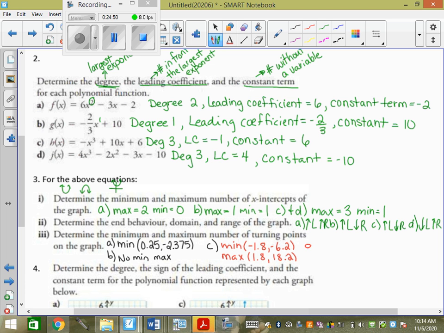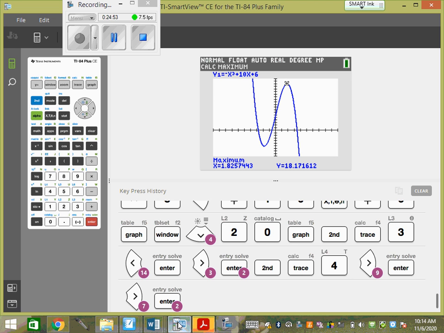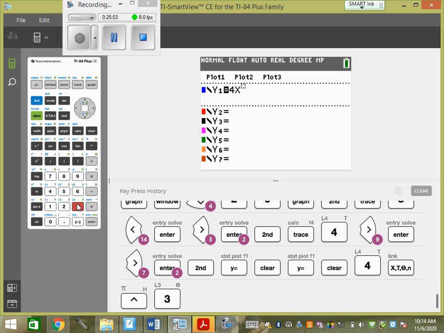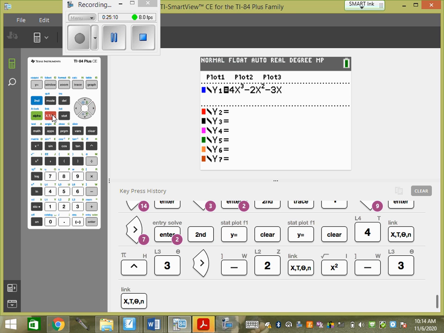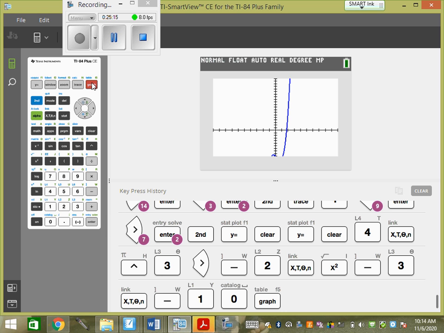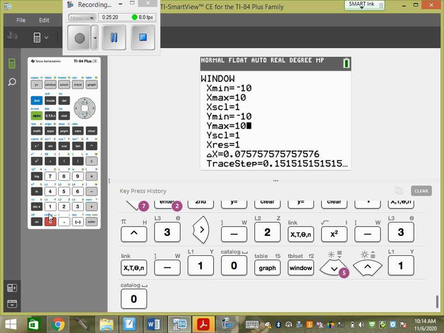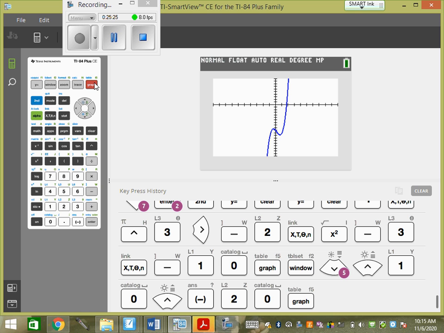D. So D we have 4x cubed minus 2x squared minus 3x minus 10. So I have to make my y max be 10. I'm going to make my y minimum be negative 20 this time. Now I can see them.